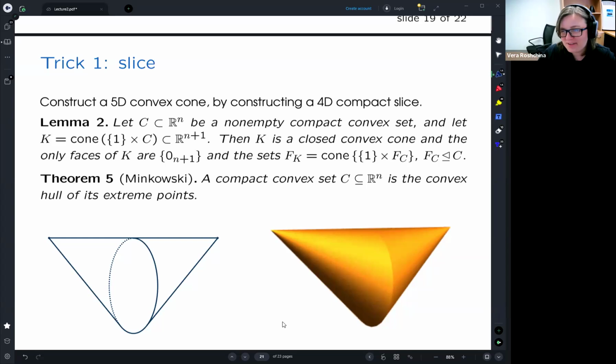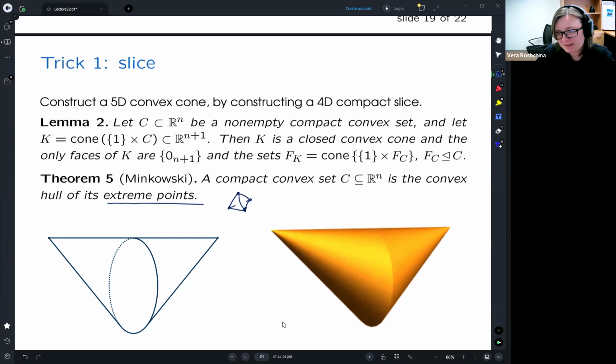And then it's an opportunity to state the Minkowski theorem, which in finite dimensions has a very simple form. If I have a compact convex set in any finite dimensional space, then this compact convex set is the convex hull of its extreme points. Extreme points are faces of this convex set that have 0 dimension. If I take a tetrahedron or polyhedral set, then the vertices will be the extreme points, so they are faces of dimension 0.